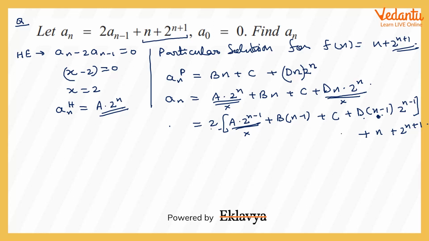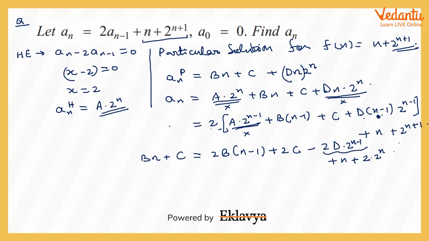So this term effectively will be cancelled with this. Okay, so what is now left? Let me write that once again. So the left things are bn plus c on the left hand side, and on the right hand side it will be 2b into n minus 1 plus 2c, and minus 2d into 2 power n minus 1 plus n plus 2 into 2 power n here. I think I could have written this also as d into 2 power n.